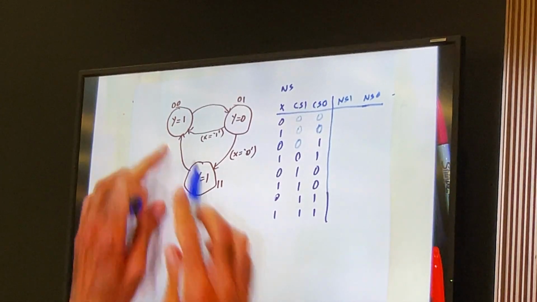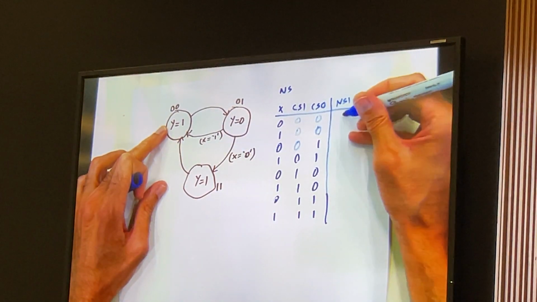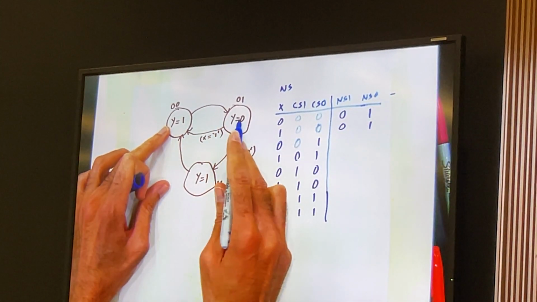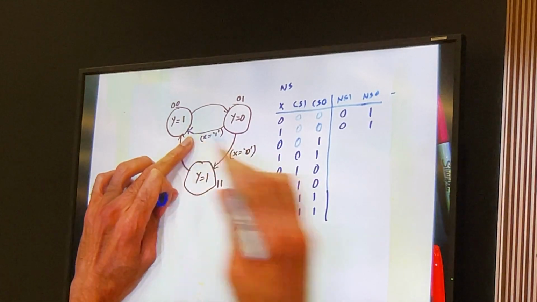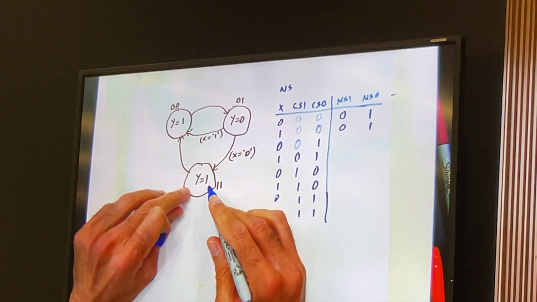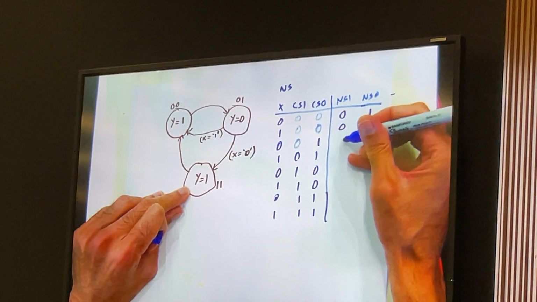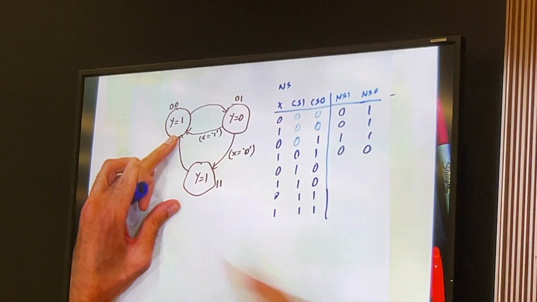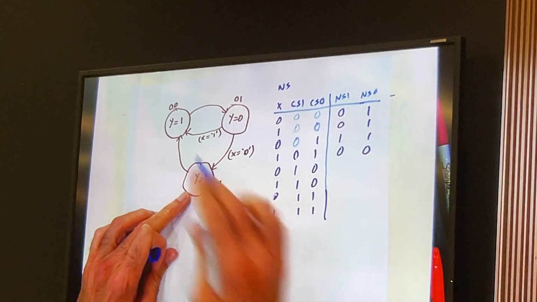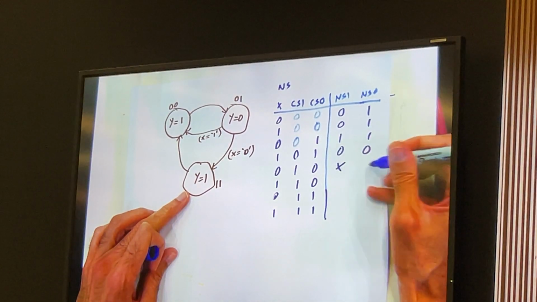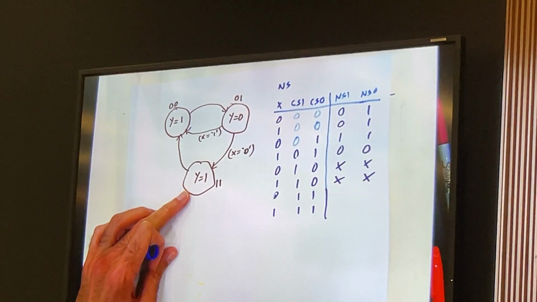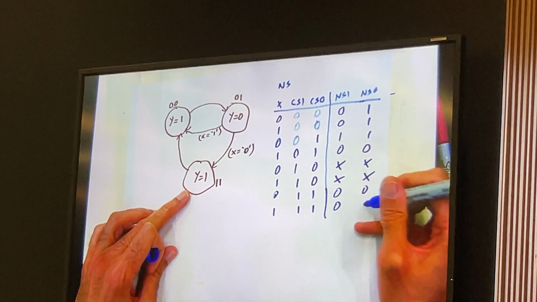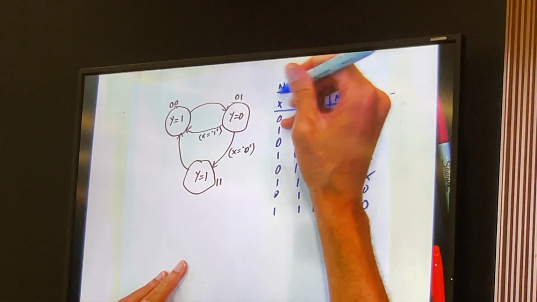Okay, if the current state is 0,0, the next state is 0,1. If the current state is 0,1, then it depends on x. Then the next state would be 1,1 if x is 1, and 0,0 if x is 0. If the current state is 1,0, it's a don't care because we don't have a current state of 1,0. The current state is 1,1, and the next state is 0,0. That's the next state function.